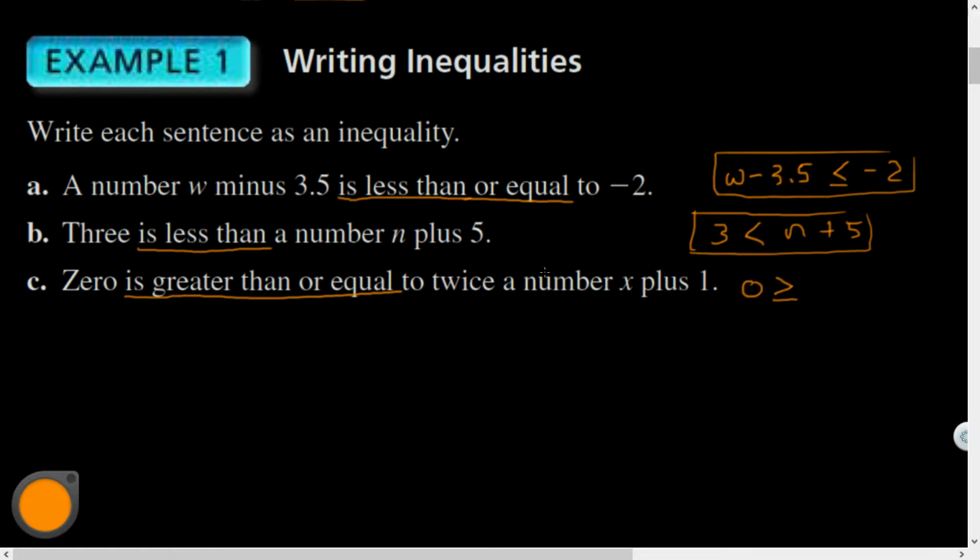Twice a number. What does the phrase twice a number mean? Yeah, it's multiplication, specifically by 2. So this is going to be 2 times a number x, so 2x plus 1. Okay, that's all right, as long as I spot those phrases and realize it's going to be a little bit different than these regular equations we've dealt with before. Be just dandy.